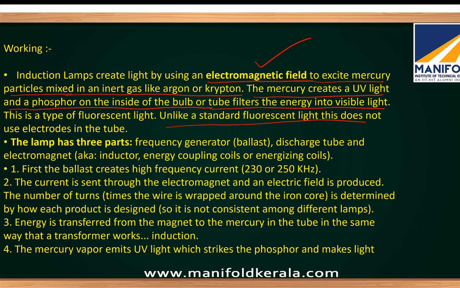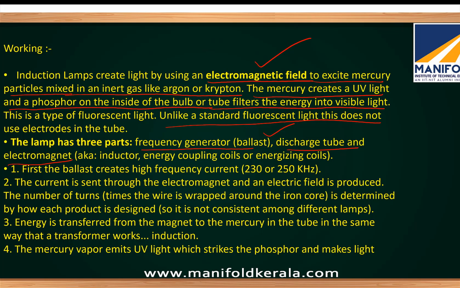Unlike a standard fluorescent light, it does not have electrodes. The lamp has three parts: a frequency generator or ballast, a discharge tube and an electromagnet. First, the ballast creates high frequency currents. The current is sent through the electromagnet and an electric field is produced.